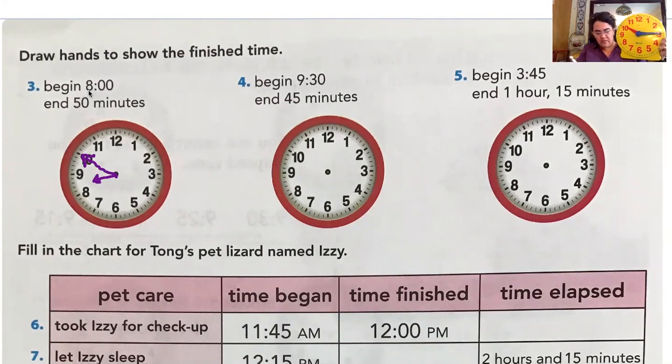10:15. So our hour hand has to point toward the 10. Sorry, let's fix that. It's messy. We have 10, 15.